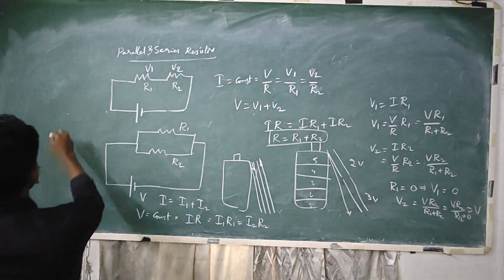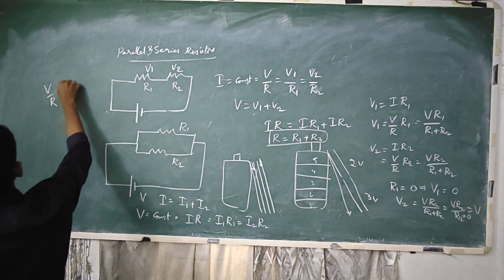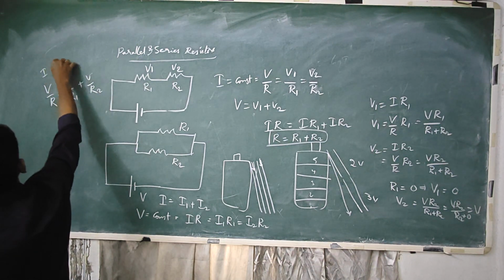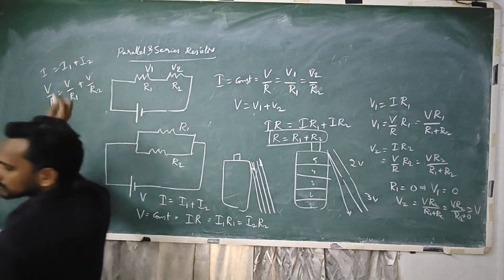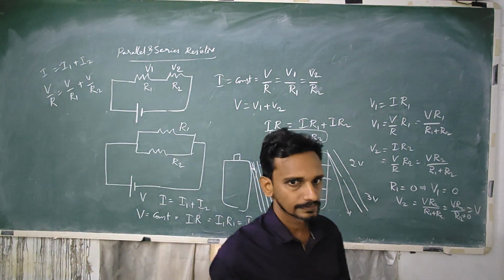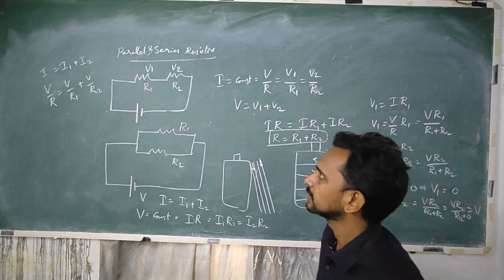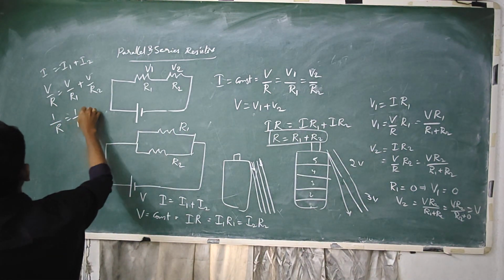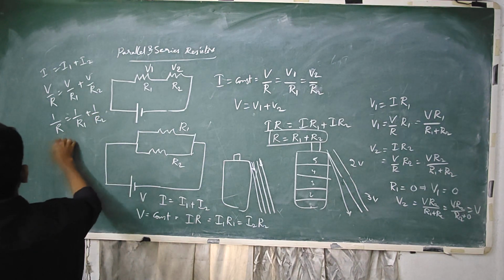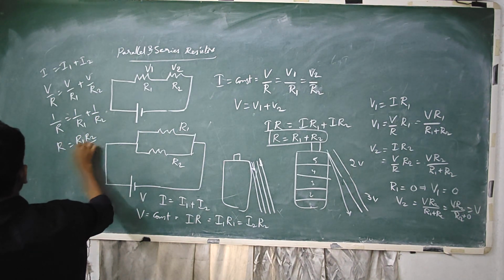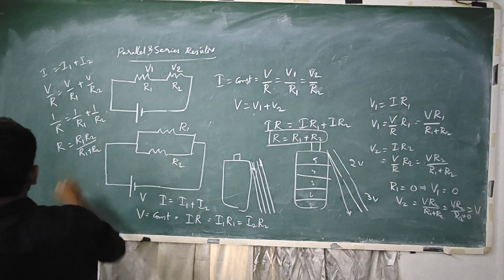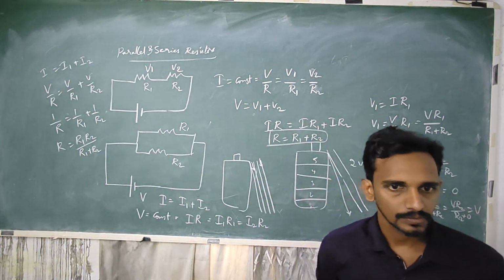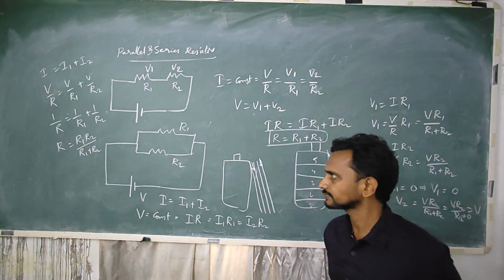So I is what? V by R is equal to V by R1 plus V by R2. Okay, so what do you get? 1 by R is equal to 1 by R1 plus 1 by R2, or R is equal to R1 R2 by R1 plus R2.